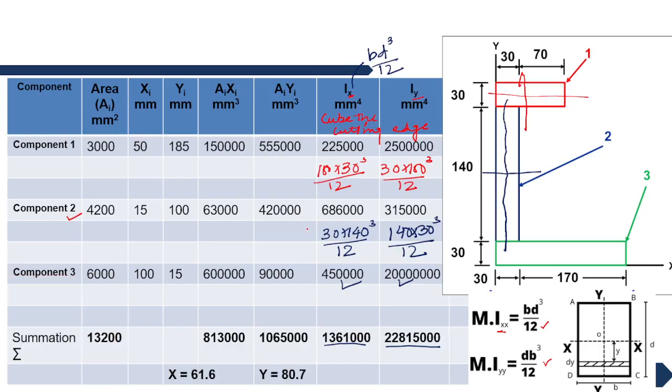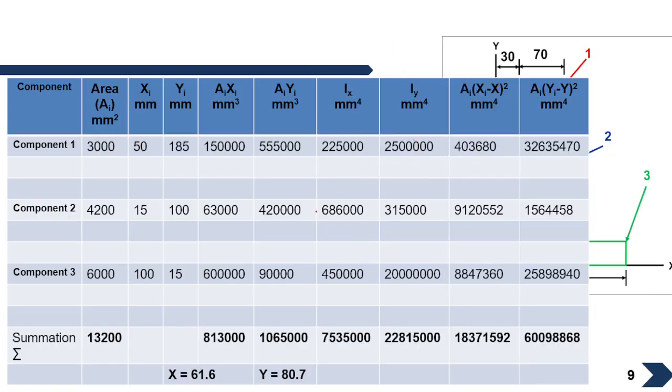Okay, so let us move further. Now this part is easy: finding A_i (x_i minus x bar). This is nothing but x bar, and this is nothing but y bar, what we have found. Just see, I will do one sample for you. So we have A_i, which is this 3000, so 3000 into x_i. What is x_i? x_i is 50 minus x bar.